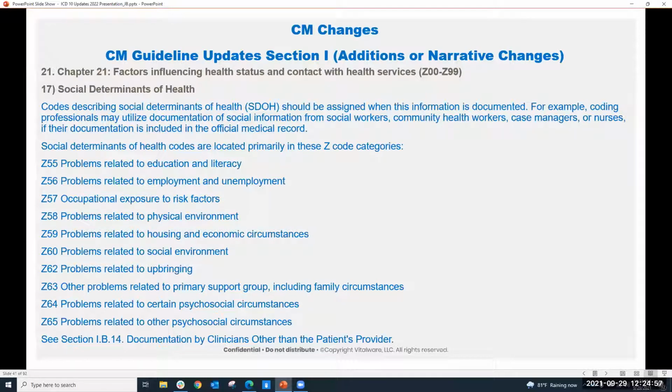All right, and then number 17, social determinants of health. Just saying that social determinants of health codes should always be coded if they're documented, and that they can come from any clinician. It does not have to be the attending provider. It can be a social worker, a case manager, etc.